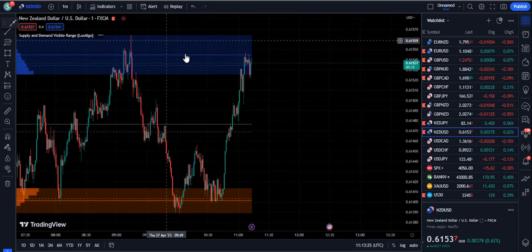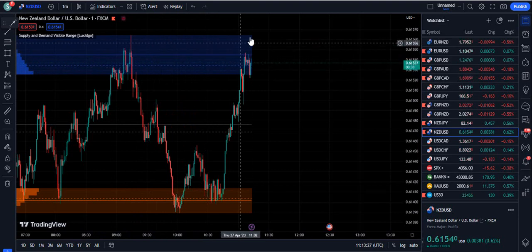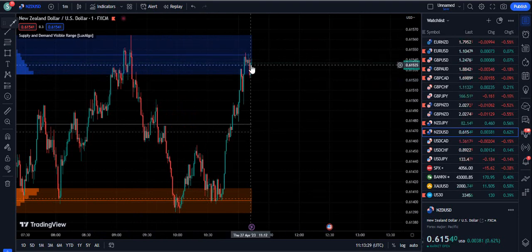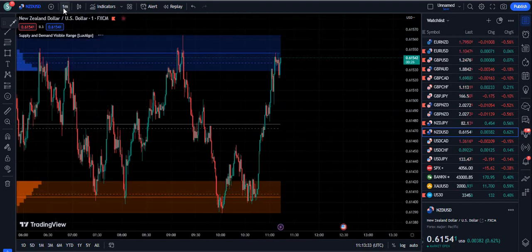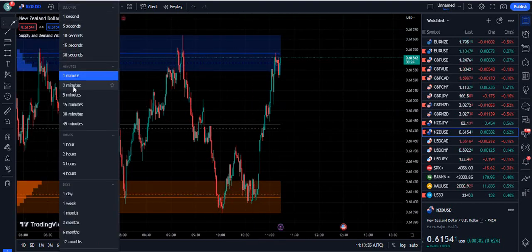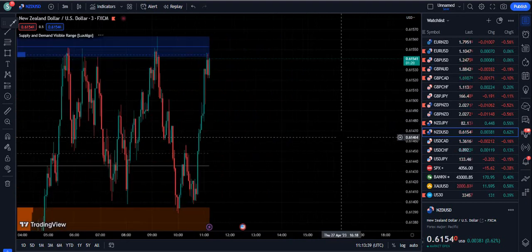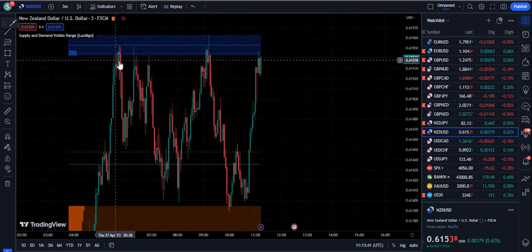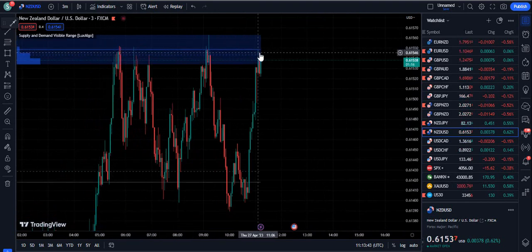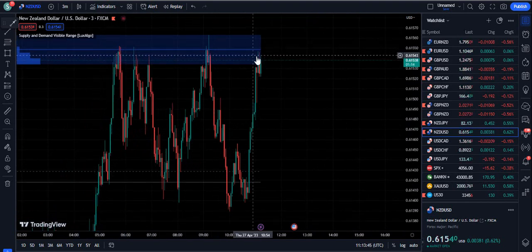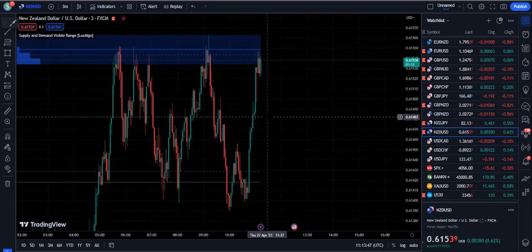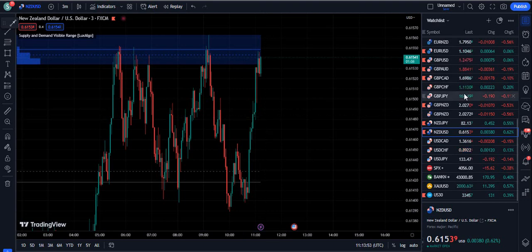Right now on NZD USD, you can see it has almost reached the supply area. So this is how you can even trade on the 1 minute, 3-minute time frame, any time frame that you would like. You can definitely trade with this one. You can see that as per the order block, the market is here, and as per the supply area, it has already plotted a key level for you.